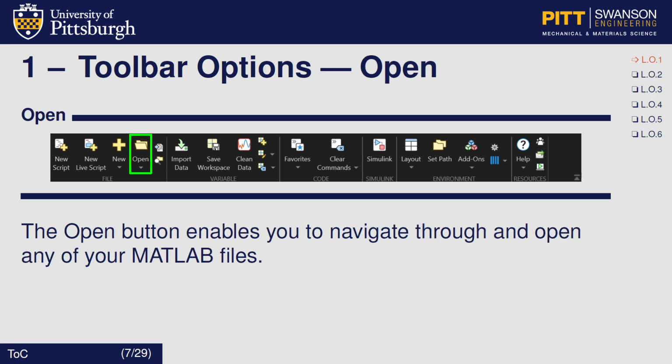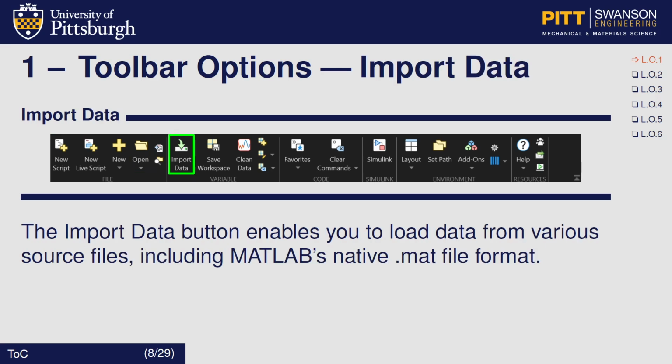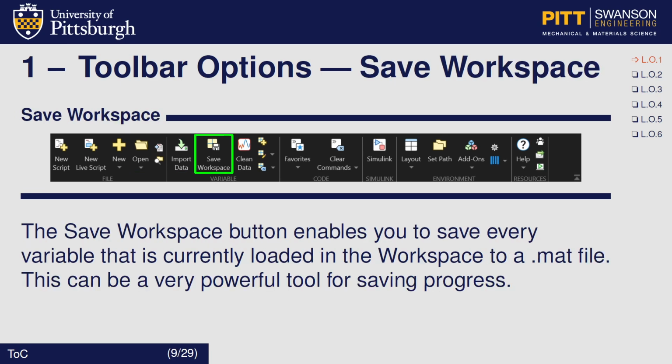The Open button allows you to navigate through opening particular files in the directory structure. Import Data enables you to load data from various source files, including the native .mat format. Save Workspace enables you to save all variables currently loaded in the workspace into a .mat file. This can be a great tool for saving progress in a project.